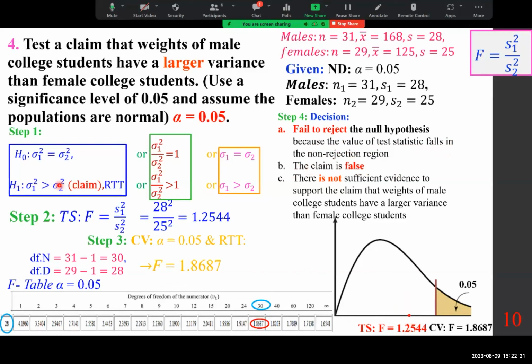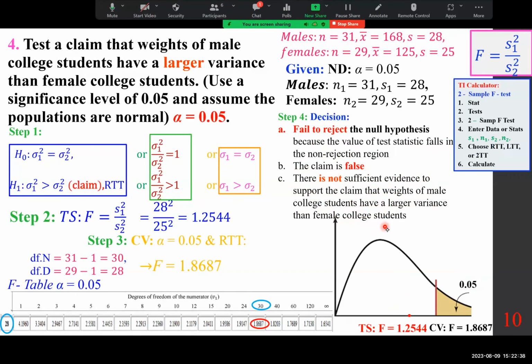Again, why is the claim false? Because you're not rejecting H0, you're rejecting H1. What does it mean? There is not sufficient evidence to support the claim that weights of male college students have a larger variance than female college students.